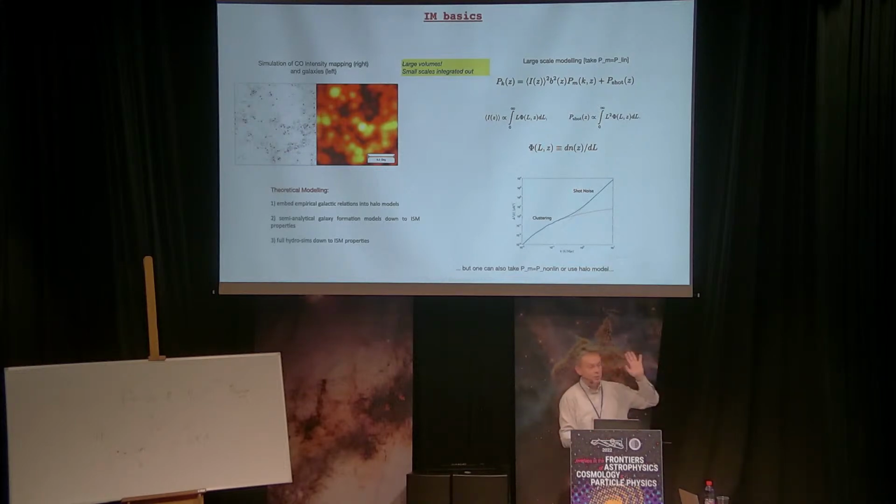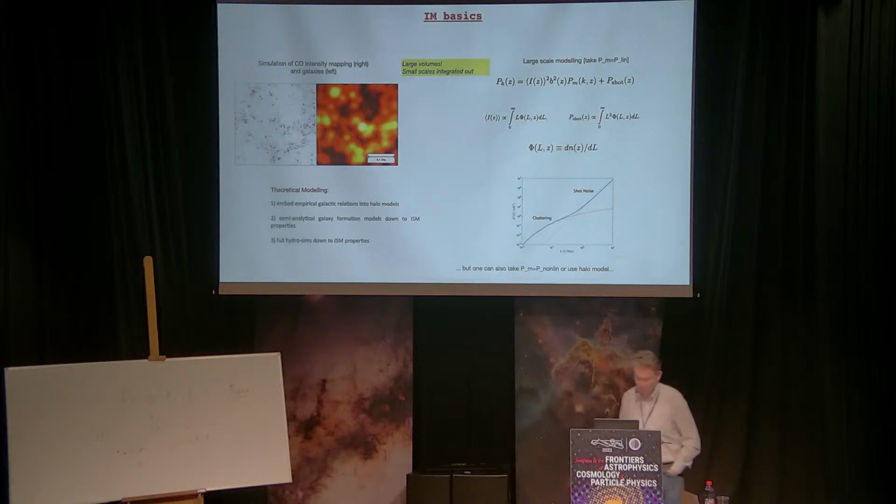So at the end, we want to model the relation between luminosity and mass of the halo. If it is 21 centimeter, if it is CO, C2, whatever it is, whatever it takes, we can try to do it. So how do people behave in this theoretical modeling?